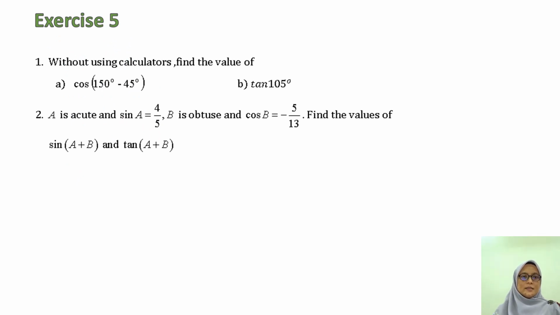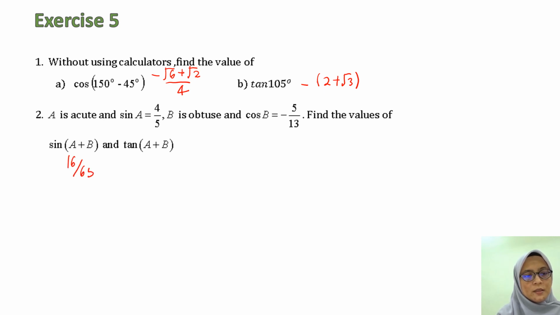Okay, so now this is the exercise for you to try. Okay, so I give you the answer for this one. Okay, so this one you akan dapat negative root 6 plus root 2 over 4. So this one you akan dapat negative 2 plus root 3. So this one you akan dapat 16 over 65 and this one you akan dapat negative 16 over 63.